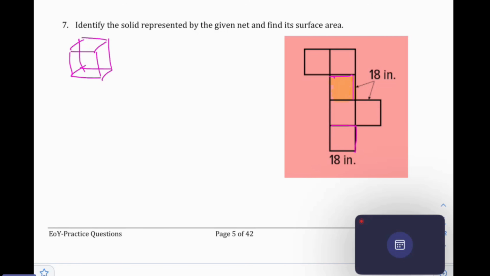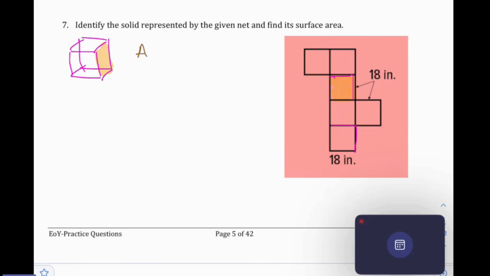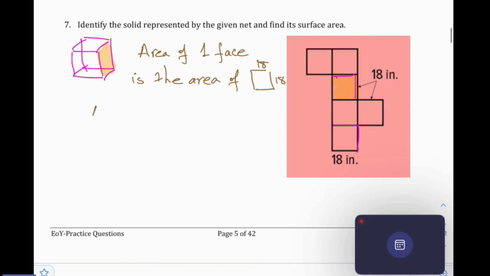The easiest part in the cube is that all the faces are congruent. So if you find the area of one of the faces and then multiply it by 6, you will find the total area, which is the surface area. So the area of one face is the area of the square, which has length 18 by 18. So the area is 18 square, 18 times 18.